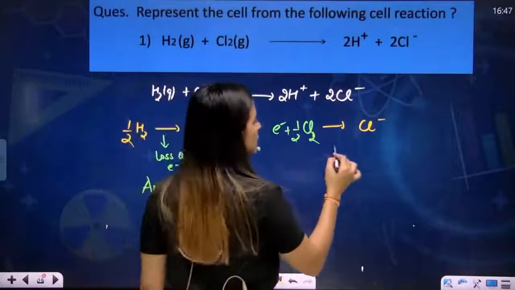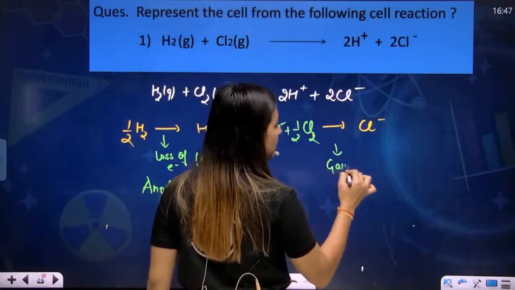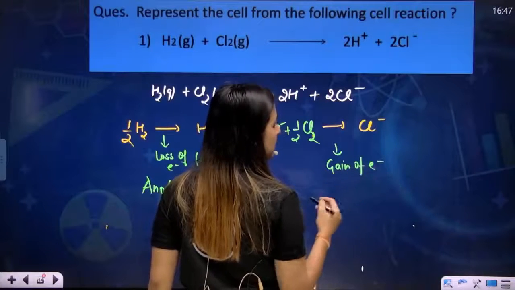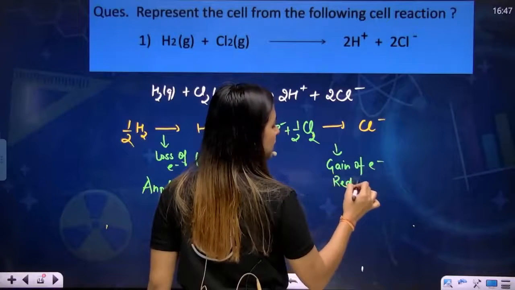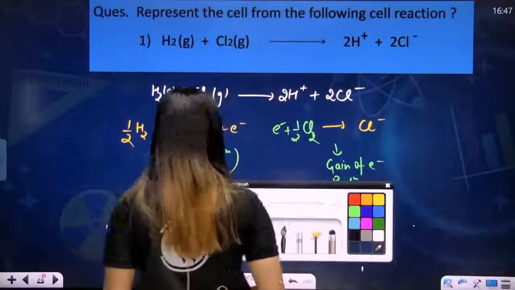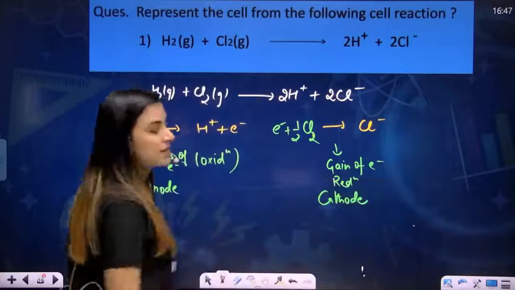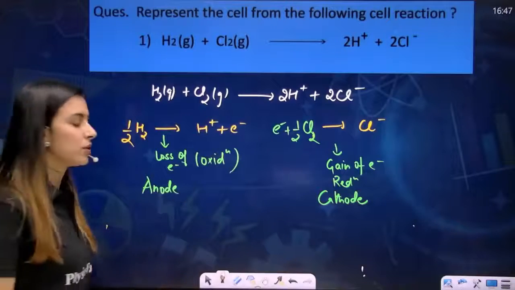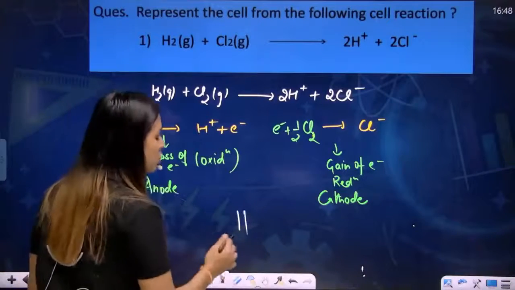Now if you see here, you can say that gain of electron means reduction, and if it is a reduction, then it is a cathode. Now you have to represent the cell. You have cathode, you have anode. What is the big deal? You'll write a salt bridge.